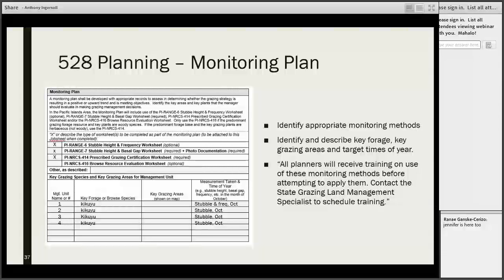I know we've got some new folks out there that maybe never got trained in how to appropriately gather stubble height information, how to conduct frequency monitoring and stuff. So for those of you that might need that training, just send me an email. We'll schedule something. If you got 528 that needs to be certified this year, then we can make it a double whammy. You can get it done, and we can get some training for you.